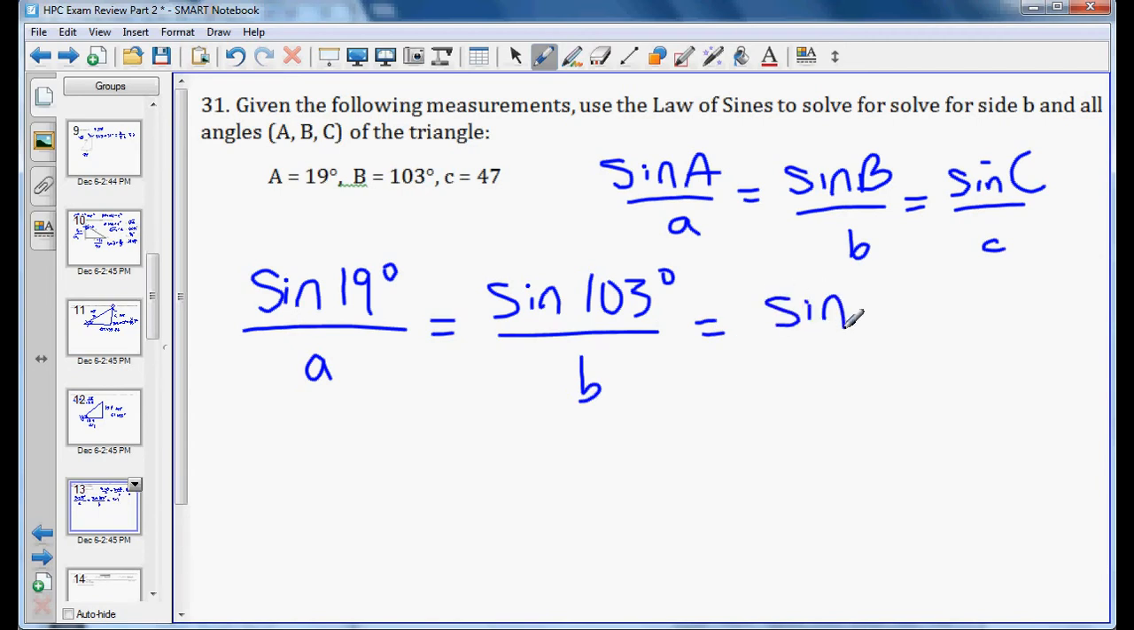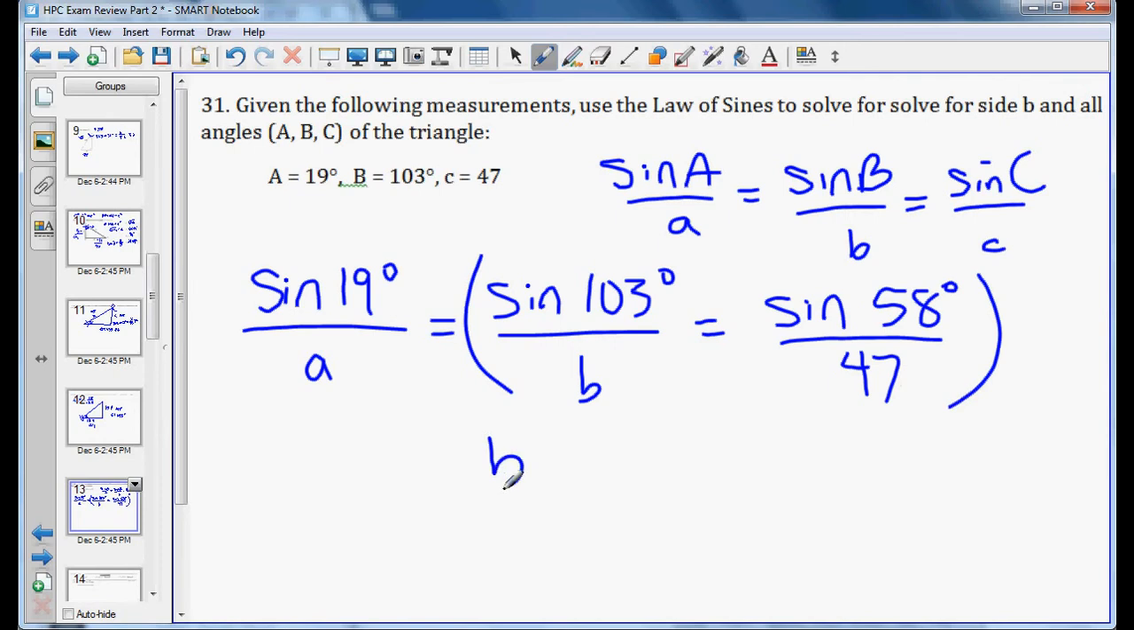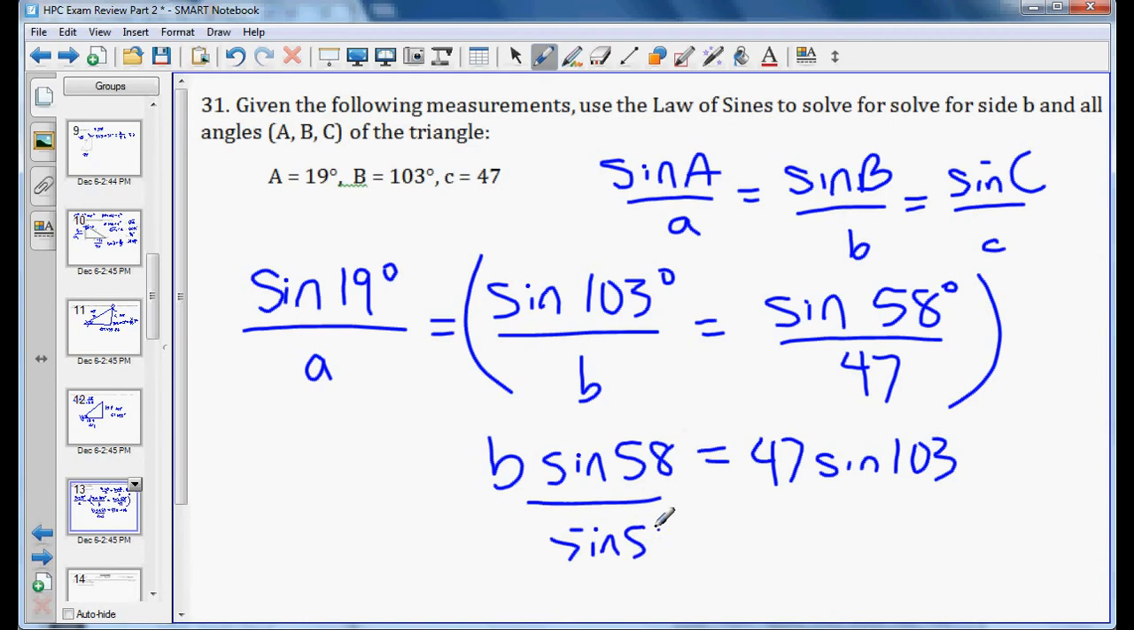Okay, from here you can cross multiply. I'll just choose to do these two. You can cross multiply. We get B sine of 58 equals 47 sine of 103. And then divide both sides by the sine of 58. That will give us, once we plug it in, side B, which is actually what I asked for. I'm glad that's what I did. You get side B is 54. So side B is 54.